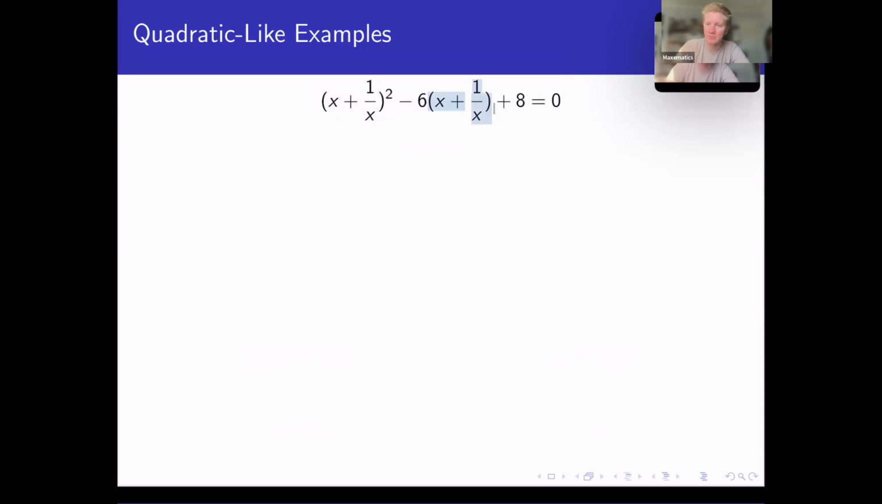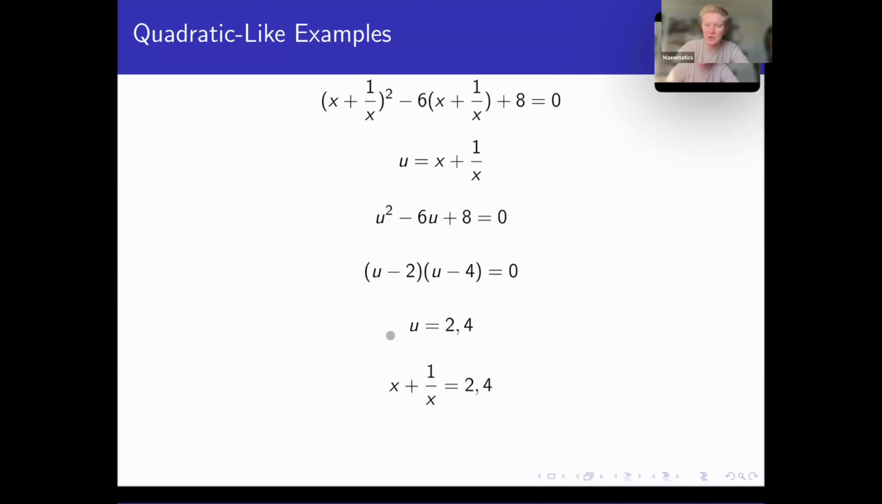times something plus 8. Well, if we say u is x plus 1 over x, then this is like u squared minus 6u plus 8. And you know how to factor this. You know how to set each factor equal to 0. So we have u equals 2 and 4. But if u is x plus 1 over x, what we're really going to get is x plus 1 over x equals 2, and x plus 1 over x equals 4.